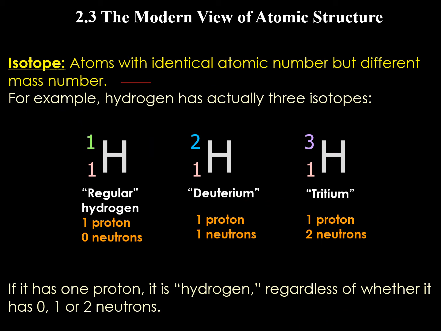Here at the top, isotopes: atoms with identical atomic number, identical protons, but different mass number. So the regular hydrogen has 1 proton, 0 neutrons, deuterium has 1 proton, 1 neutron, and tritium has 1 proton and 2 neutrons. And this difference in mass number also contributes to why on the periodic table the average mass of hydrogen is 1.007, okay, not just 1, and we'll show you that in a later slide.